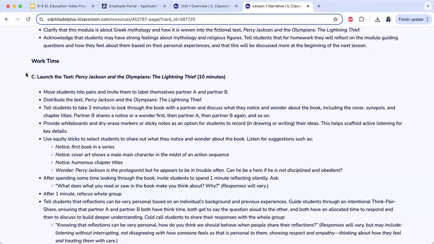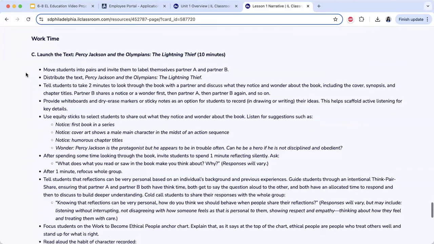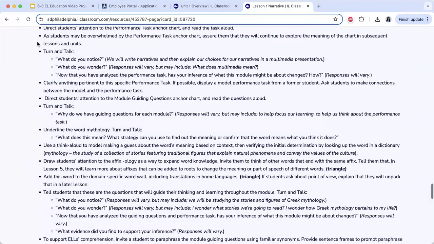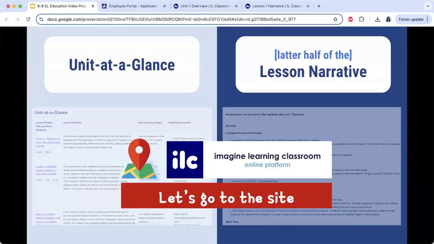So, yeah, those are the two resources that I would start with, the unit at a glance and the latter half of the lesson narrative when planning for instruction. I hope this is helpful, and I will definitely try to cover more questions in the future.